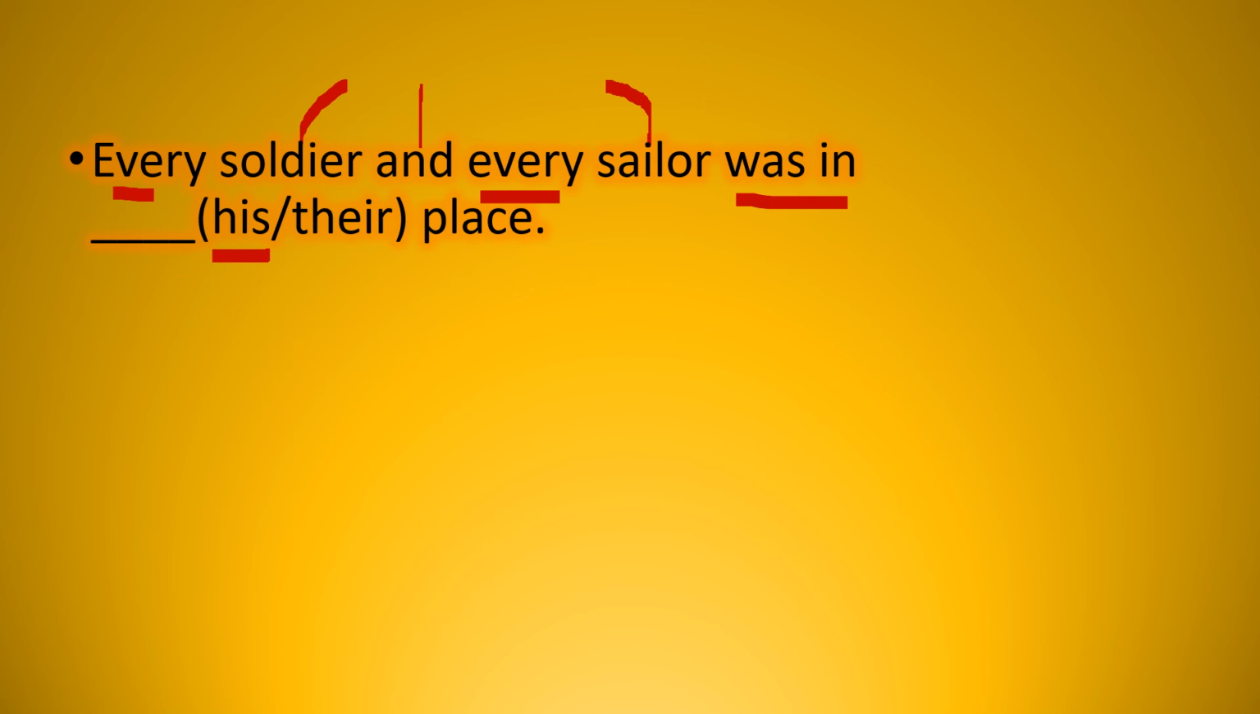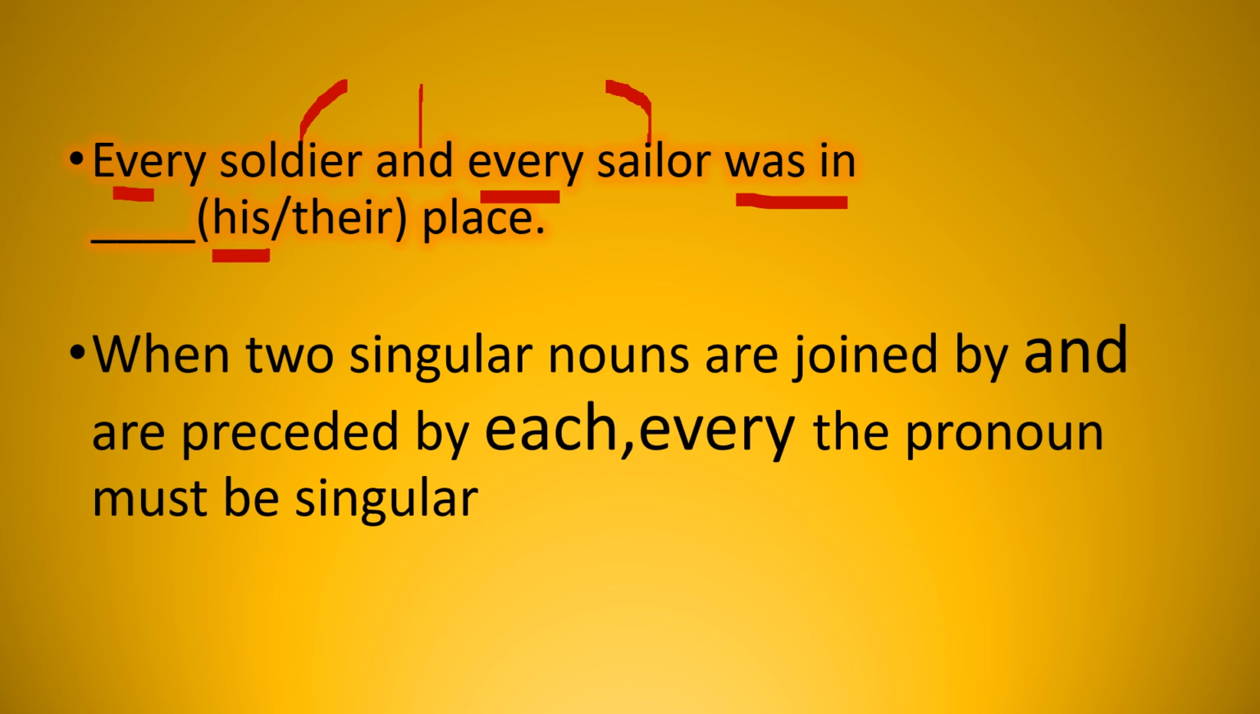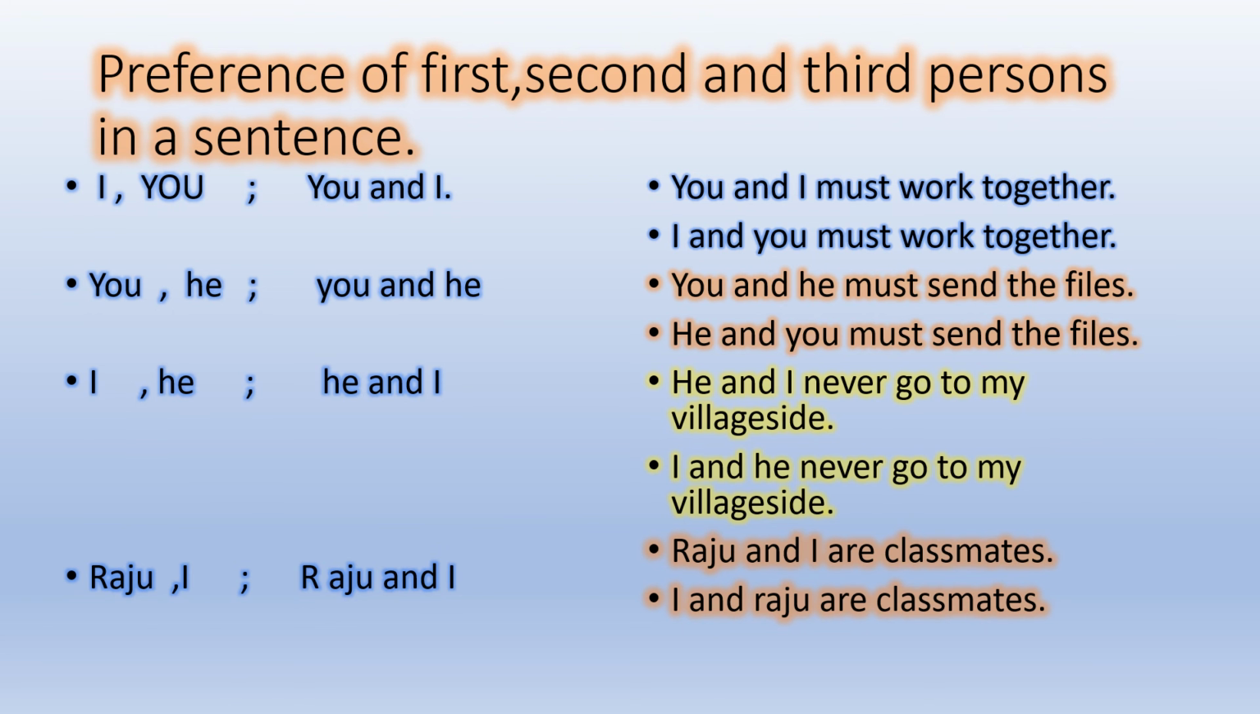So the rule is, when two singular nouns are joined by and and preceded by each or every, we should use the singular pronoun in the same sentence. So the answer is his place. Read the rule: when two singular nouns are joined by and preceded by each or every, the pronoun must be in singular form.